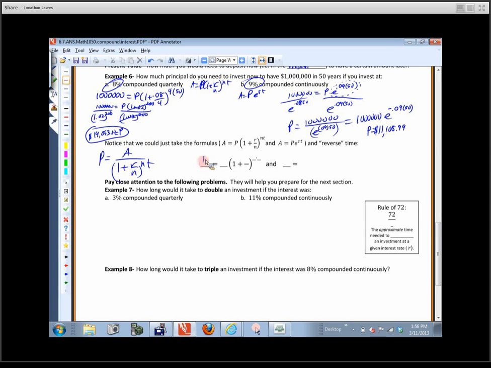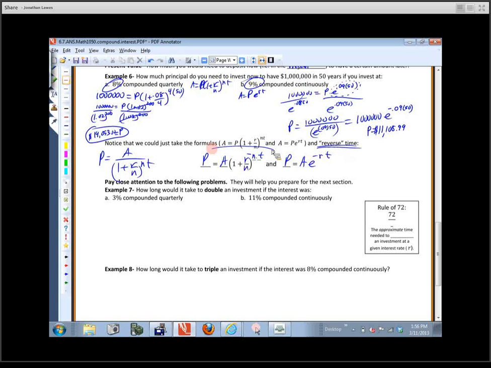I get P equals A. You put in the amount that you want at the end. Times 1 plus the interest rate divided by n, r over n, and then raised to the nt, except we need to do what? Because we're going back in time or reversing time, it's going to be a negative exponent. So if I solve this one, this would be P equals A, e to the negative rt. Now you'll notice, here's the amount that we wanted, 1 million. There's the e right there. There's the interest rate with a negative in front of it, and there's the time we gave ourselves.